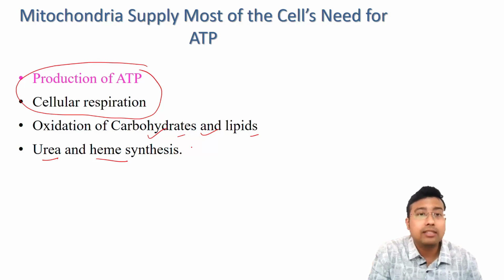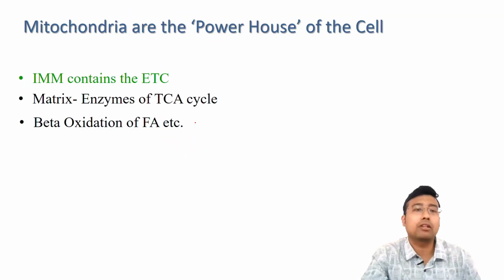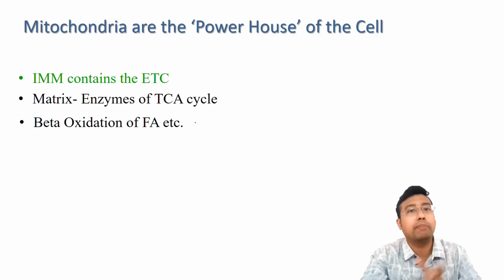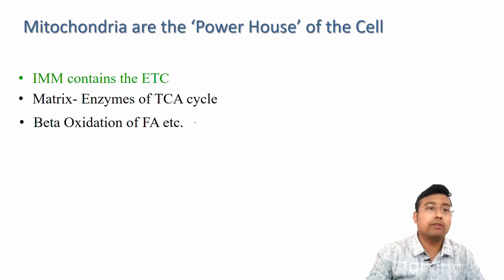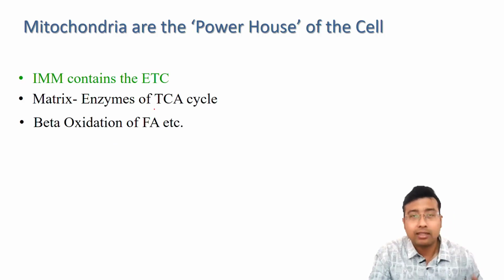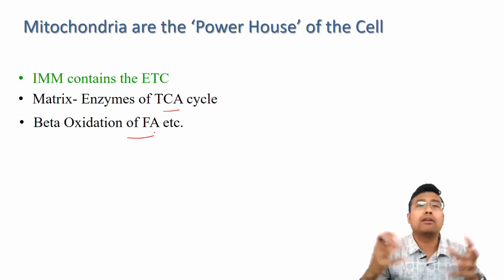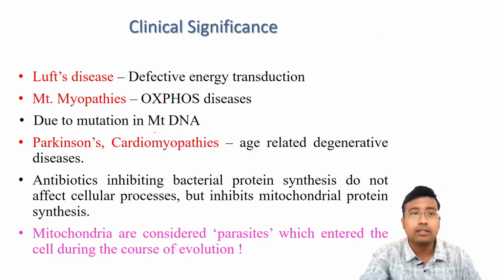But this urea synthesis and heme synthesis, this is also one important multiple choice question, right? So you need to remember this. Now, why is mitochondria known as the powerhouse of the cell? Very obvious. It supplies energy packets, that is ATP. The inner mitochondrial membrane contains the electron transport chain that helps in oxidative phosphorylation. Apart from that, the matrix enzymes of the mitochondria help in the tricarboxylic acid cycle or Krebs cycle, I'm sure most of you know, and beta oxidation of fatty acids also takes place in mitochondria. So it's performing everything. That's why it's known as the powerhouse of the cell.